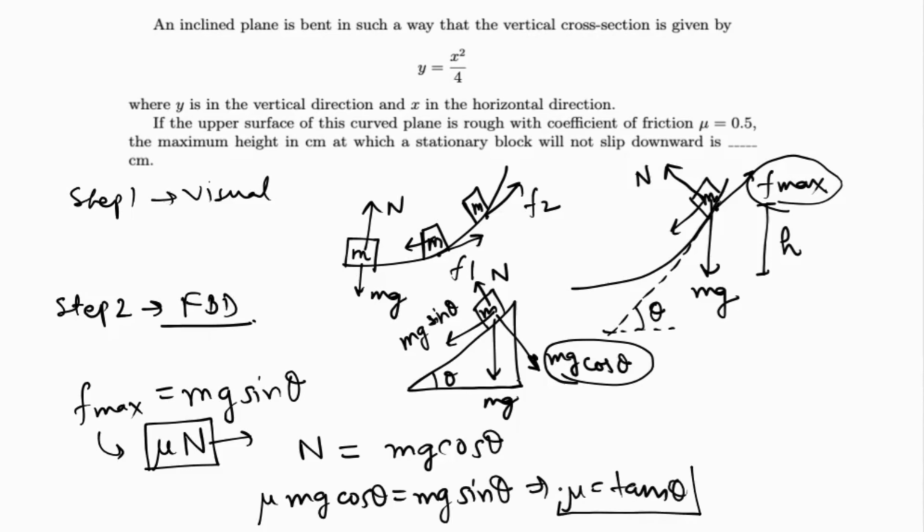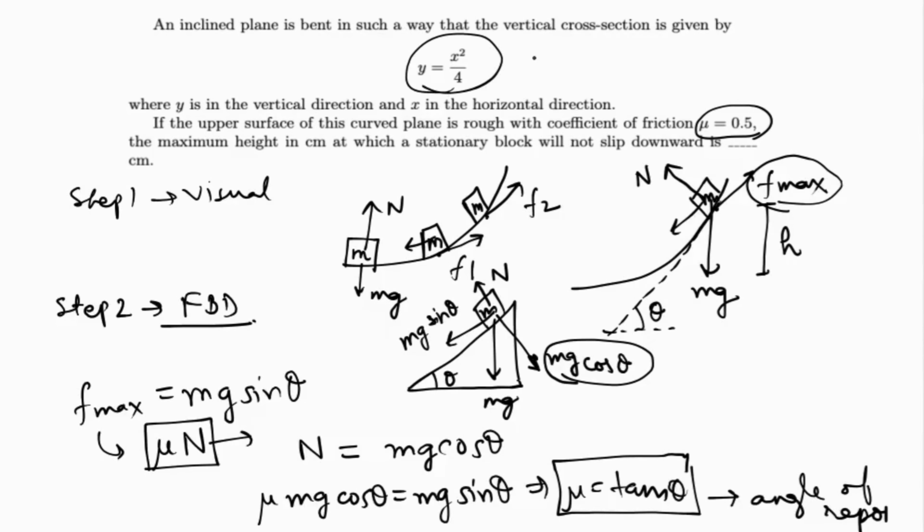Now a lot of us already know this, that mu is equal to tan theta and this theta is called the angle of repose. But I was trying to explain from where this expression is actually coming from. Now how do we find tan theta? See, in the problem mu is given to us, but we don't know tan theta. So if you carefully observe this curved surface, this line is actually tangent at this point where the mass is kept. And we have the equation of this, y is equal to x square by 4.